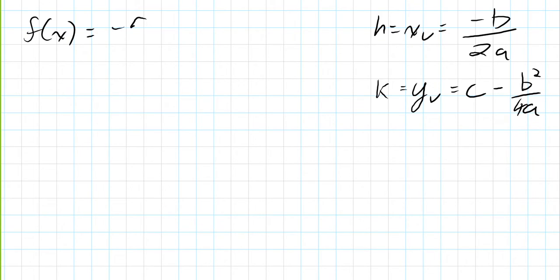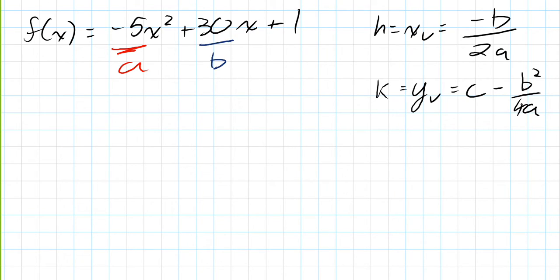Okay, so let's write an equation in standard form. We have negative 5x squared plus 30x plus 1. Okay? Help me out here. What is the a value in this standard form? Perfect. What's the b value? Yep. And what's the c value? Yeah. Okay.